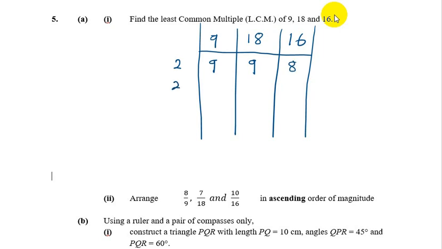2 again. 9 cannot be divided by 2, so I'll maintain the 9. This 9 cannot be divided by 2, so I'll maintain the 9. But this 8 can be divided by 2, so I'll get 4, right? So 2 again. Can 9 be divided by 2? No, so I'll maintain my 9. Can 9 be divided by 2? No, I'll maintain my 9. Can 4 be divided by 2? Yes, so I'll get 2.